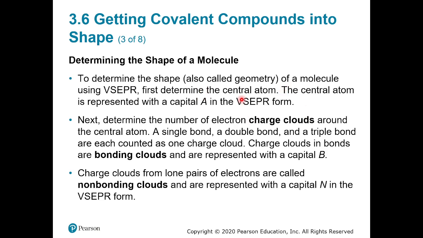And whenever we do this, we're always going to go ahead and take the central atom, typically represented with a capital A in the VSEPR form. This is going to be, for example, carbon, and that one we just looked at, that's our center. Everything else is what we're going to look at around the center. Whenever you're trying to determine geometry, you always look at the center, don't you?